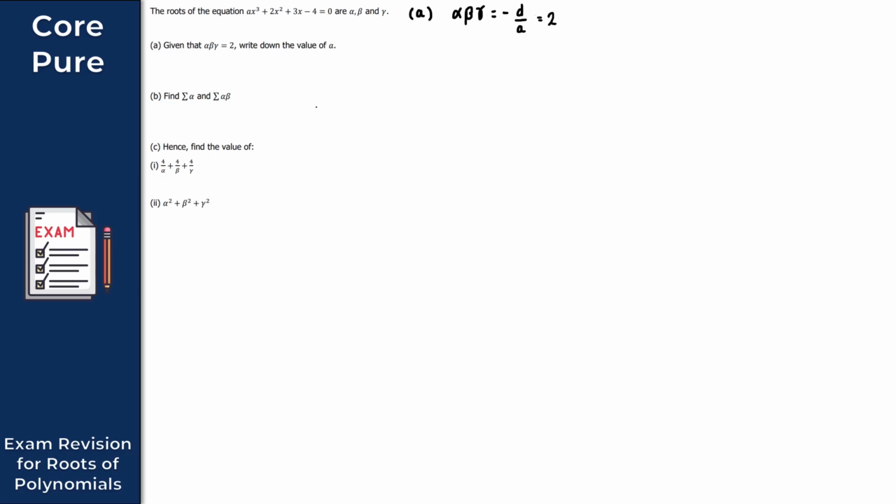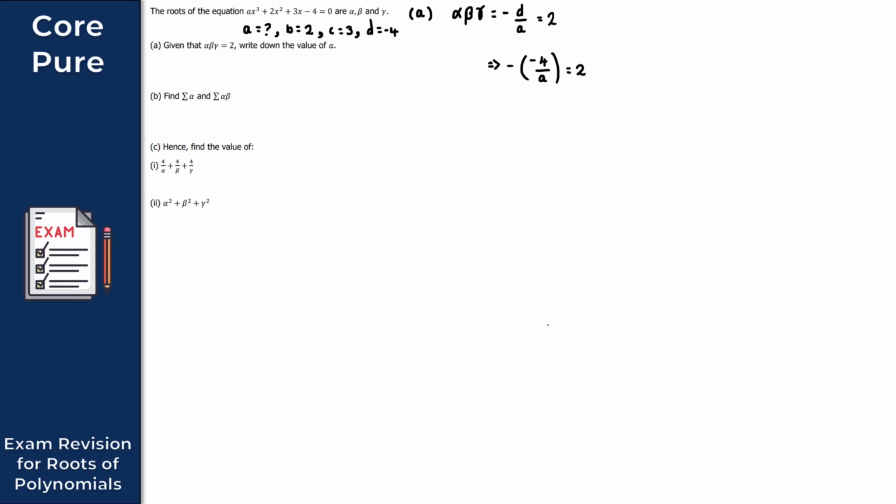Going back to the cubic equation, a we don't know, so let's put a question mark there. b is 2, c is 3, and finally d is minus 4. Putting this all together, I've got minus d over a is equal to 2. I've got minus d, which is minus 4, over a, which we don't know, so let's put a there. And this is equal to 2.